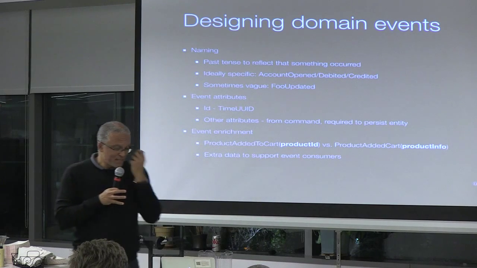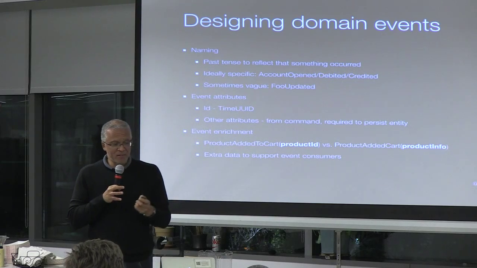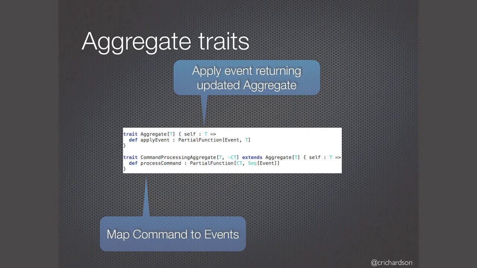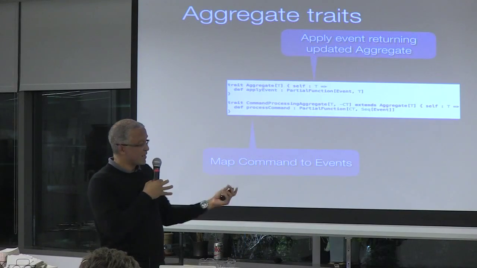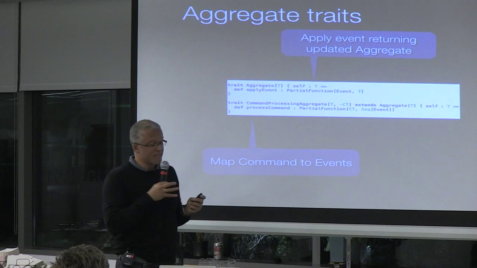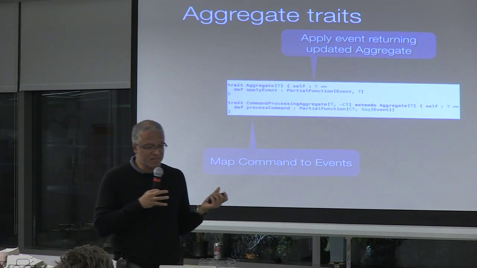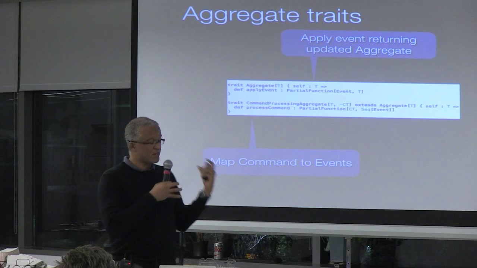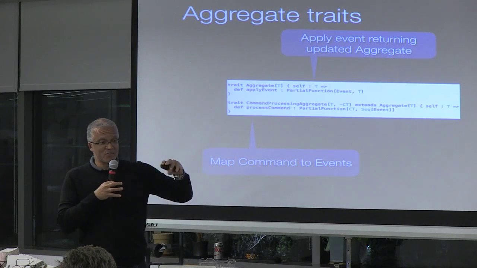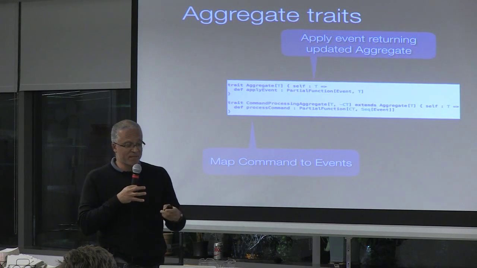So there are two different ways of representing domain objects. One of them is a hybrid OO plus FP approach, where I've got a couple of traits: aggregate, which has the apply event method that returns a partial function from event to updated aggregate, and then the command processing trait that has a process command method that returns a partial function from command to a sequence of events. So these are base traits, and the actual aggregates have to implement these traits.